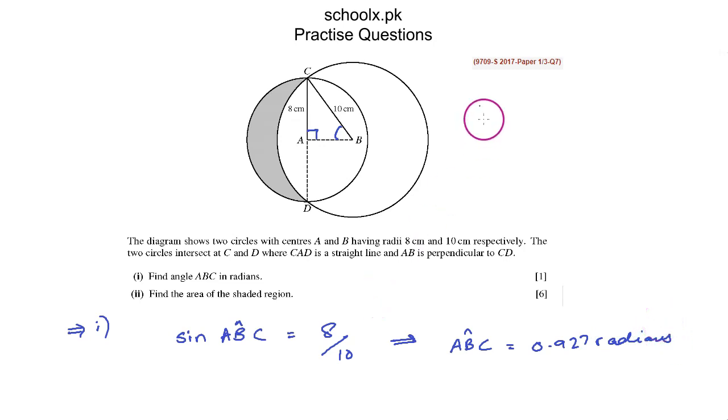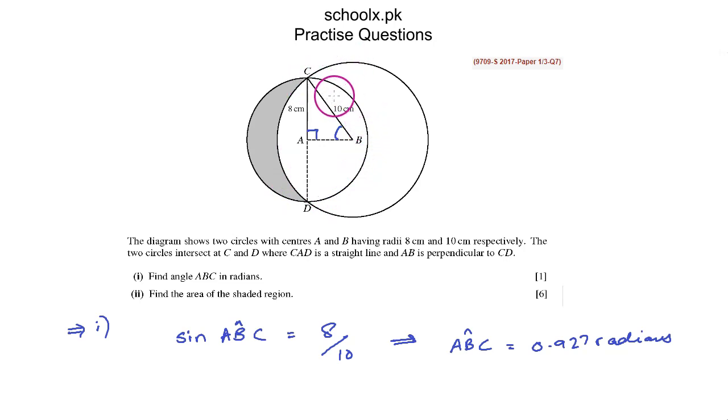Now on to the second part. In the second part it says find the area of the shaded region. So now let's plan a little bit. How can we find the area of the shaded region? The shaded region is part of the smaller circle, right? So to find the area of the shaded region, I'll have to subtract this region from the whole area of the smaller circle.